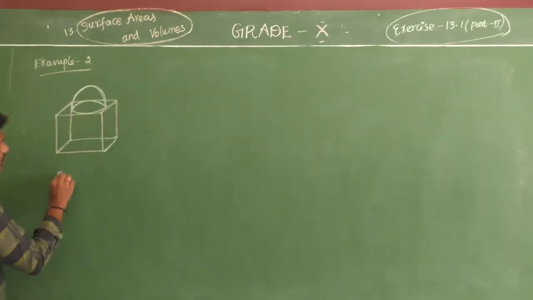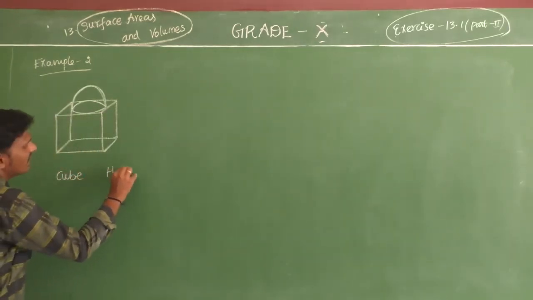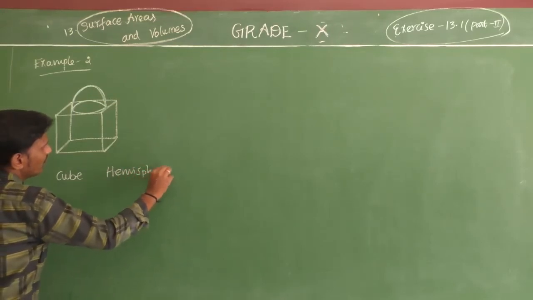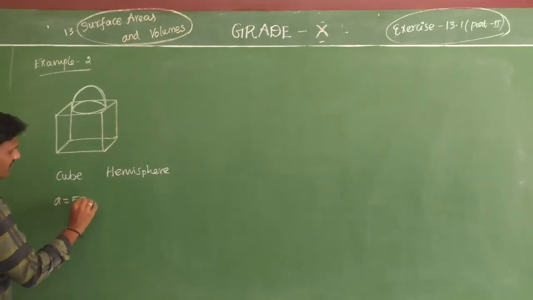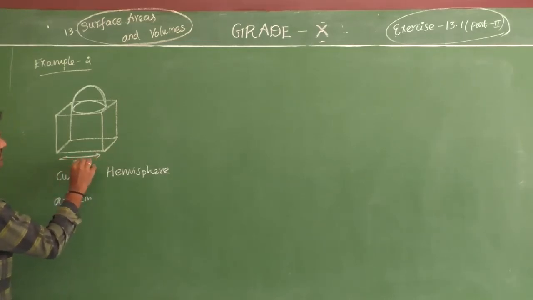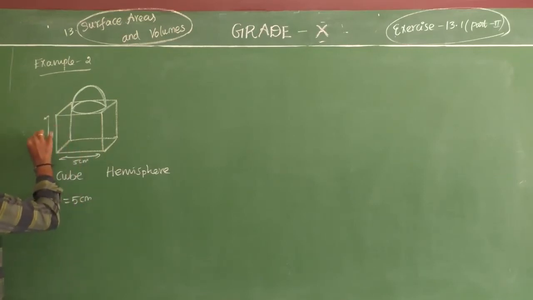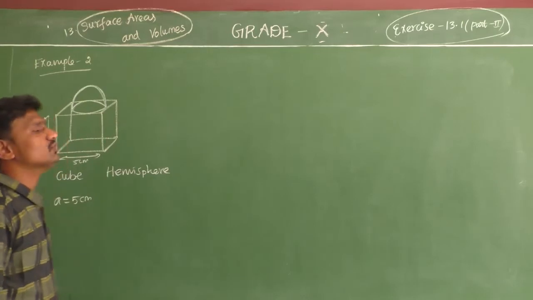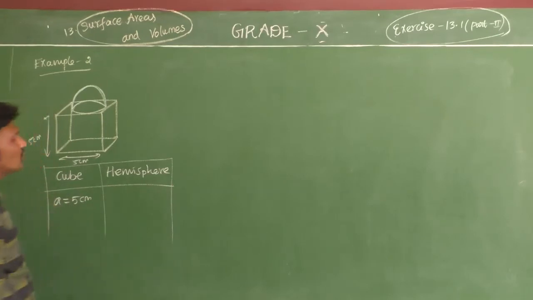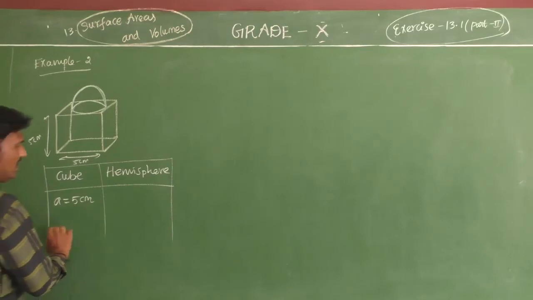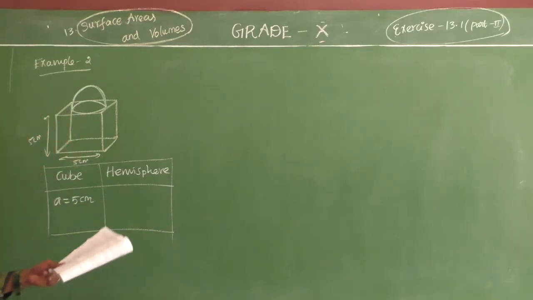Now what we have? One is a cube and another one is a hemisphere. Okay, so for the cube, A is equal to how much? 5 cm. So for all the sides you are going to get 5 cm only, because in a cube all the sides are equal. How many sides do you have? 6 sides. Yes, students. Now in the cube you have the side A equal to 5 cm. Only one measurement of the cube is enough. And coming to the hemisphere, look at this.